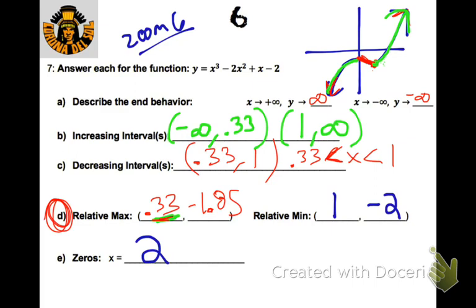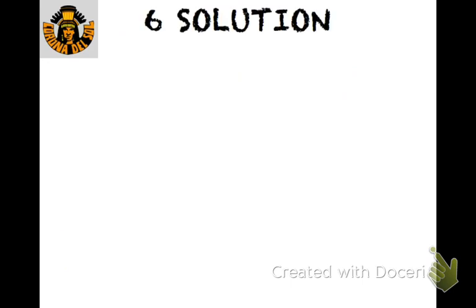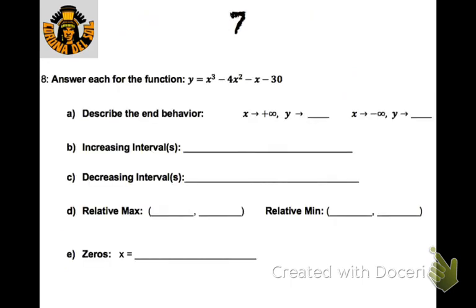I think I got everything on that one. And then similarly for the next one, let me graph that one. I haven't actually graphed that one yet. So x cubed minus 4x squared minus x minus 30.